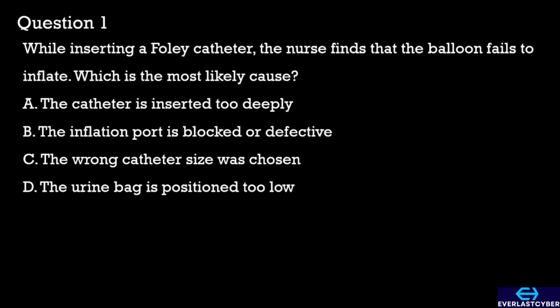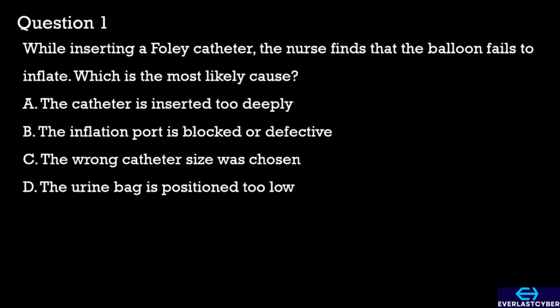In option A, inserting the catheter too far will not prevent inflation. The balloon will still inflate, but possibly inside the urethra or beyond the bladder neck, and this can cause injury or discomfort. If the balloon of a Foley catheter fails to inflate, the most likely cause is a blocked or defective inflation port or channel, because this will prevent sterile water from reaching the balloon.